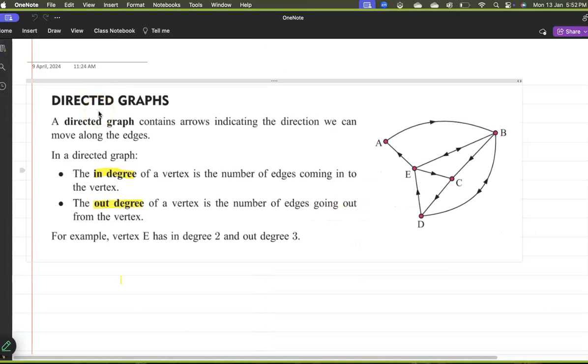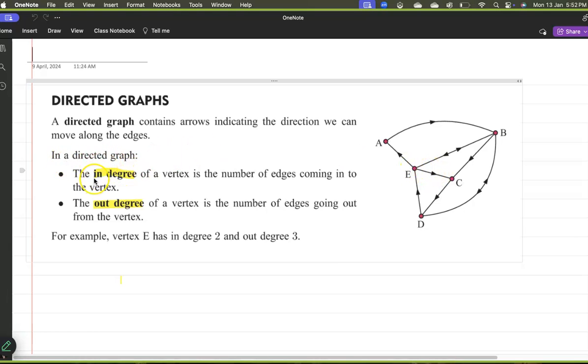Now, directed graphs. A directed graph contains arrows indicating the direction in which we move along the edges. So this is a directed graph. From A to B is a directed edge. Correct? E to A is a directed edge. Okay? Fine. And this one, obviously, you can go both ways.